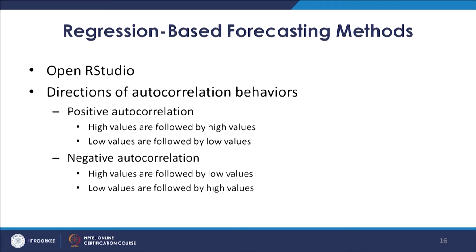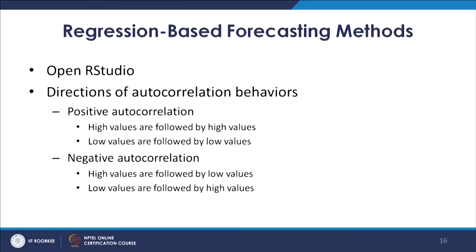One of these things is the direction of autocorrelation behaviors. As we have seen in the output itself, the autocorrelation value, just like the correlation values, could be positive or negative. So, in a sense they indicate the direction of this correlation behavior. Here also, positive autocorrelation means high values are followed by high values. Low values are followed by low values. This is applicable for correlation values and autocorrelation values also.